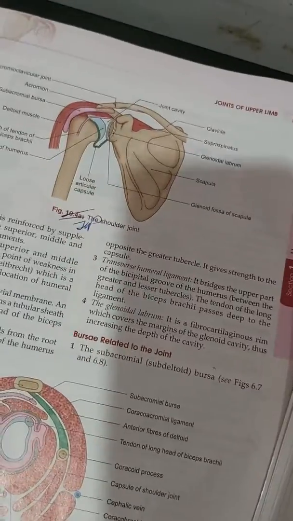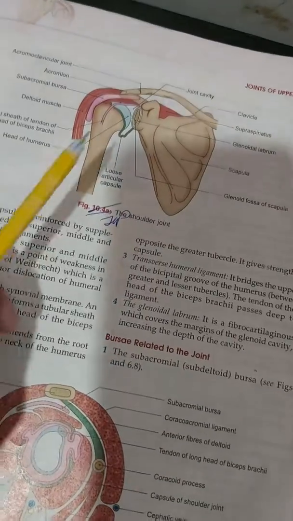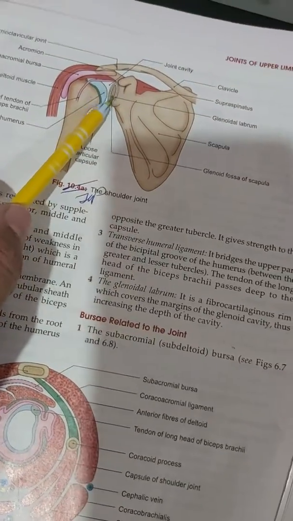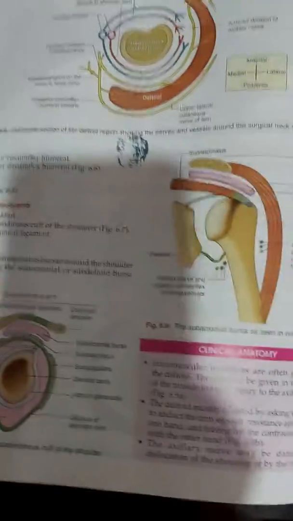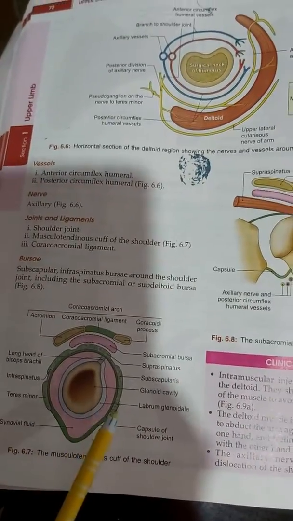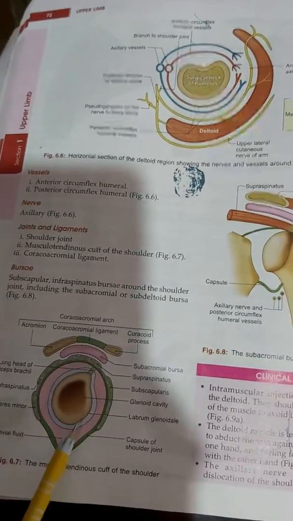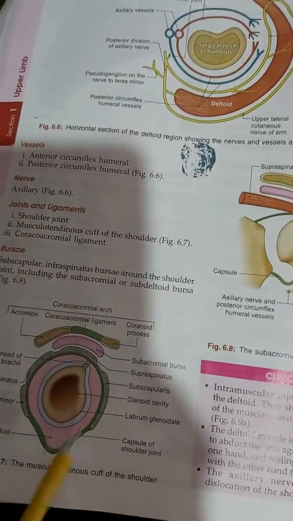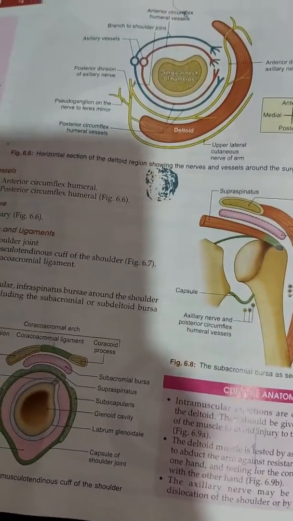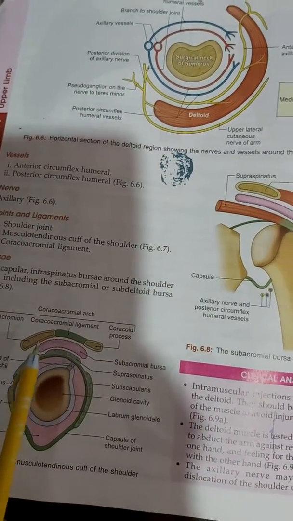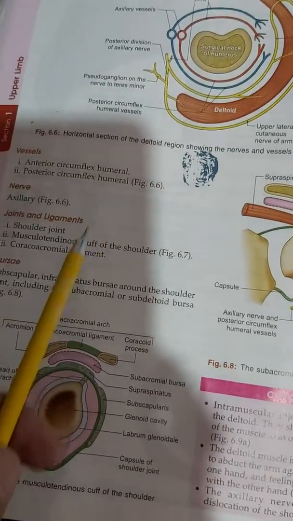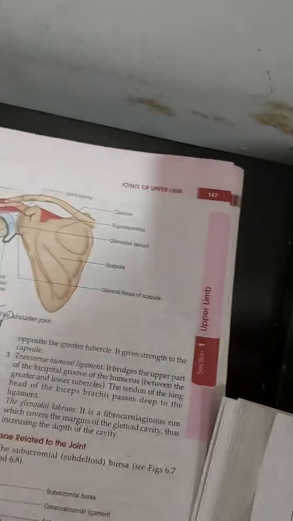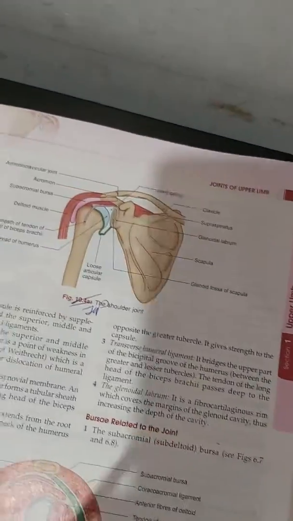Now there are a few factors which help in maintaining the stability of the joint. First is the glenoid labrum, which increases the depth of the glenoid cavity. Second is the rotator cuff, which includes four muscles: supraspinatus, infraspinatus, teres minor and subscapularis. It is called the rotator cuff or musculotendinous cuff. Another is the coracoacromial arch, formed by the acromion, coracoacromial ligament and coracoid process, which helps in preventing upward dislocation of the shoulder joint. So these are three structures which help in maintaining the stability of the joint.